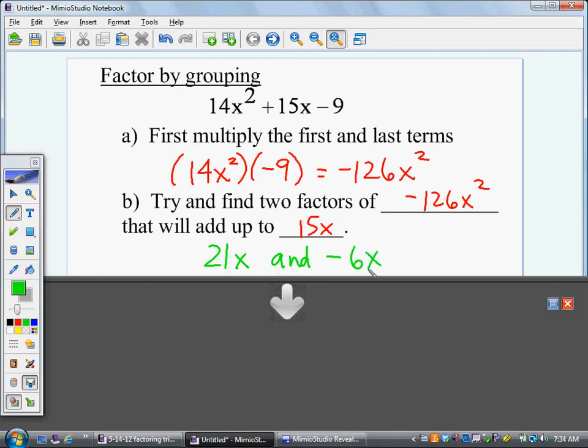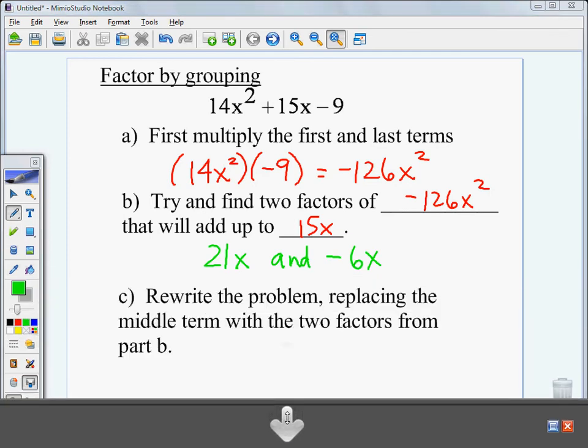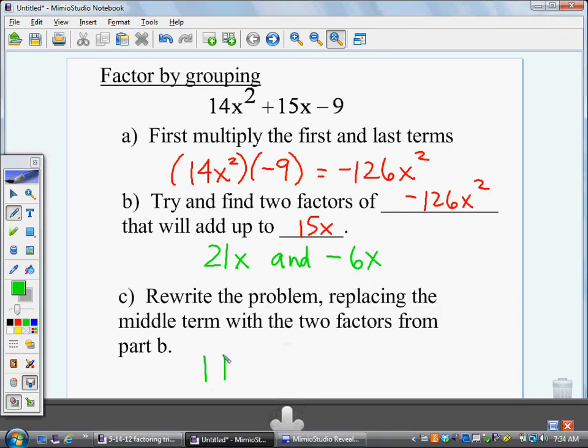So once we know those two factors, we're going to go back to our original trinomial and rewrite it using the first and last terms, but replace the middle term 15x with these two terms we just found. So that's going to give us 14x squared minus 6x plus 21x minus 9. Now the order of the middle two terms doesn't really matter. You could do it either way, but you have to be a little bit careful if your third term is negative in the next step.